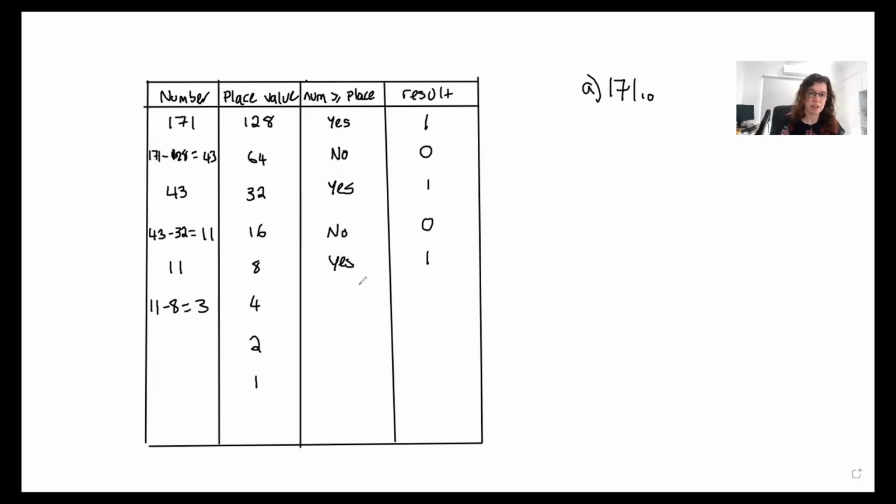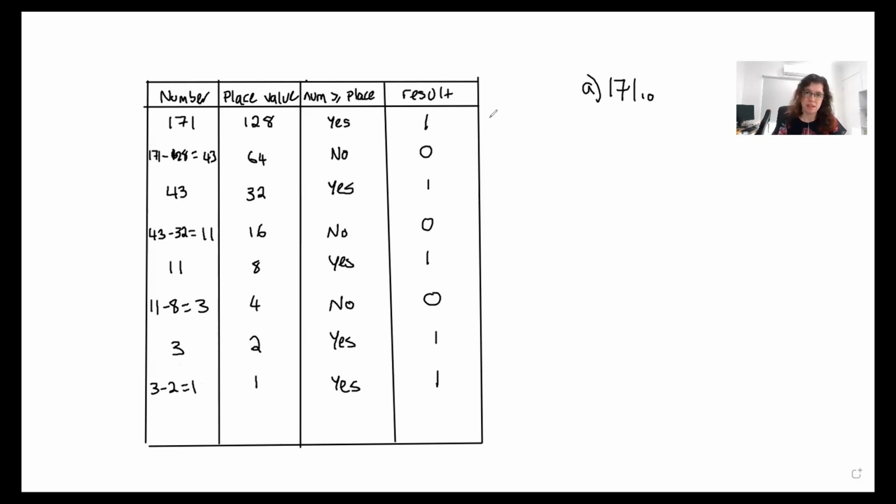Is 3 greater than or equal to 4? No. So that's a 0. Carry the 3 down. Is 3 greater than or equal to 2? Yes. So that's a 1. 3 minus 2 equals 1. Is 1 greater than or equal to 1? Yes. So that's going to leave us with a 1.